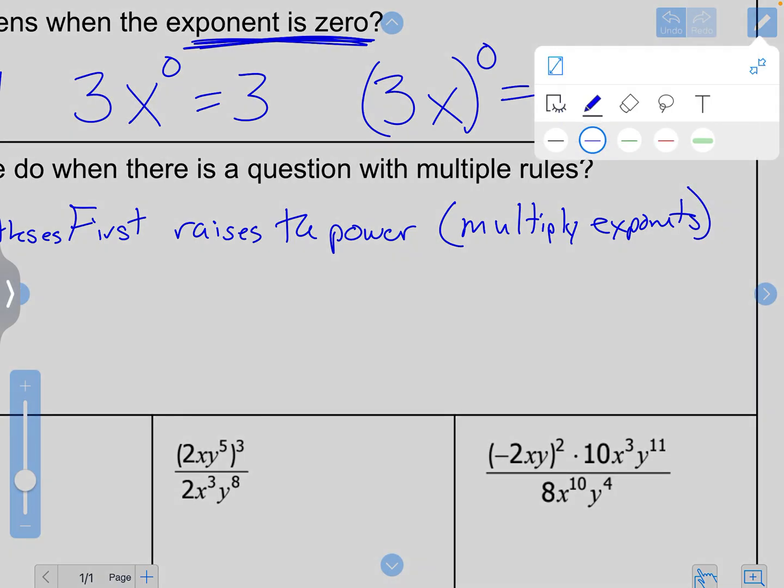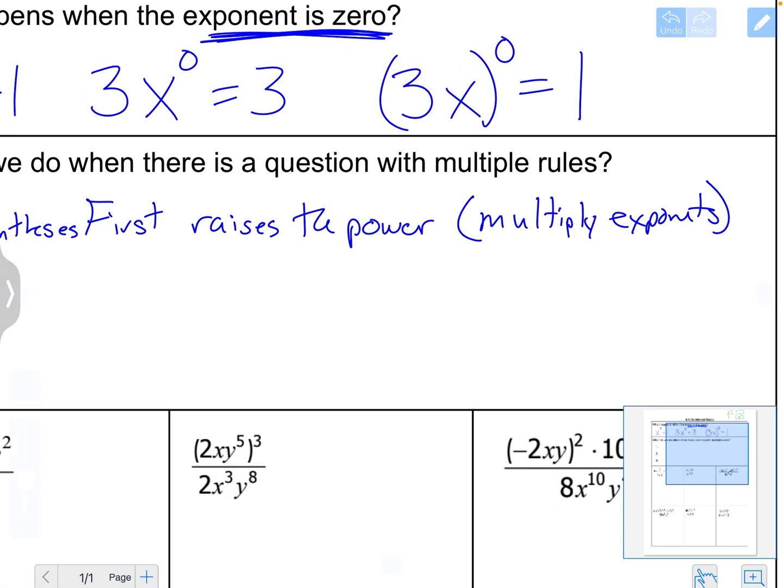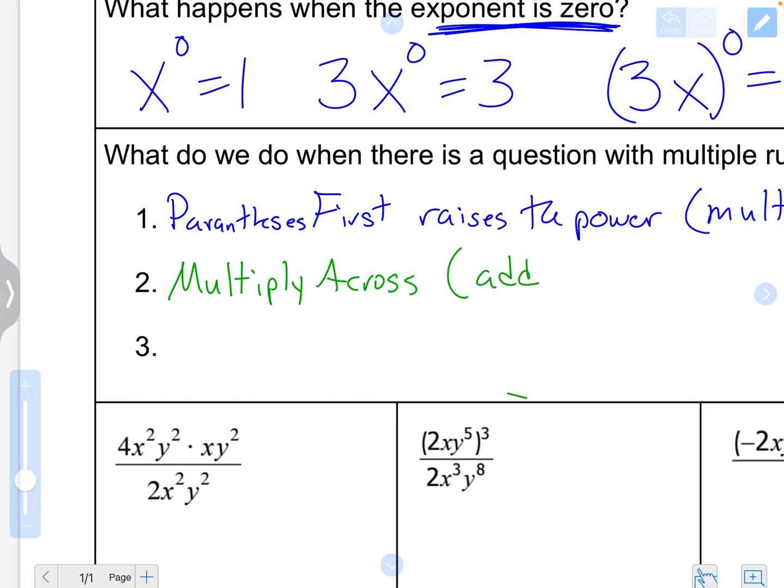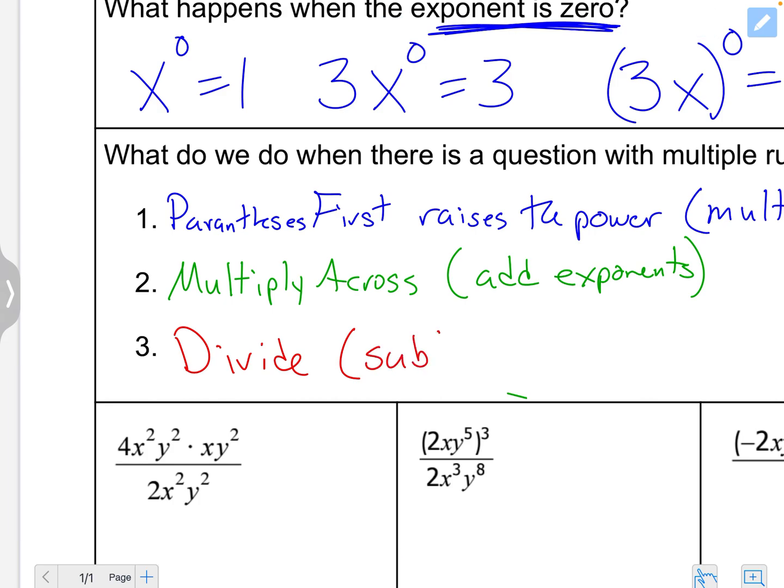Once we raise everything to the power, we want to multiply across. So when we multiply across, that tells us that we need to add exponents. And then our final step is that we want to divide. And when we divide exponents, that tells us to subtract exponents.